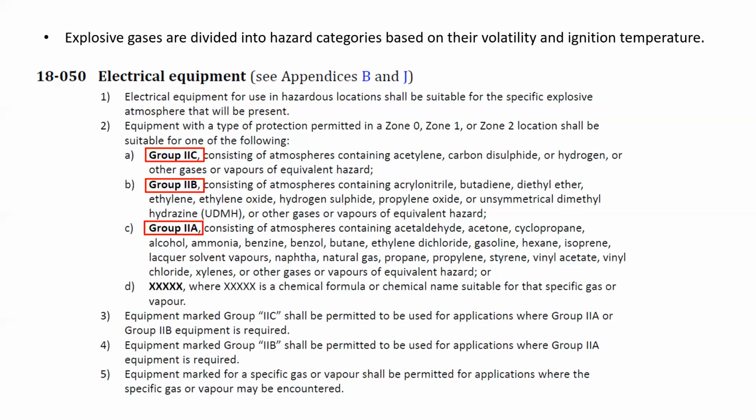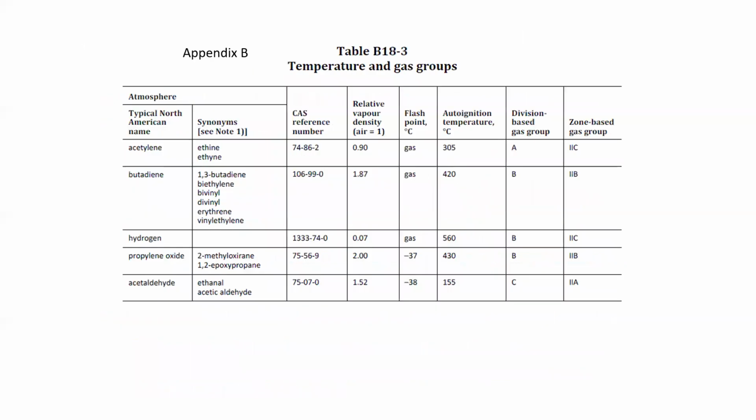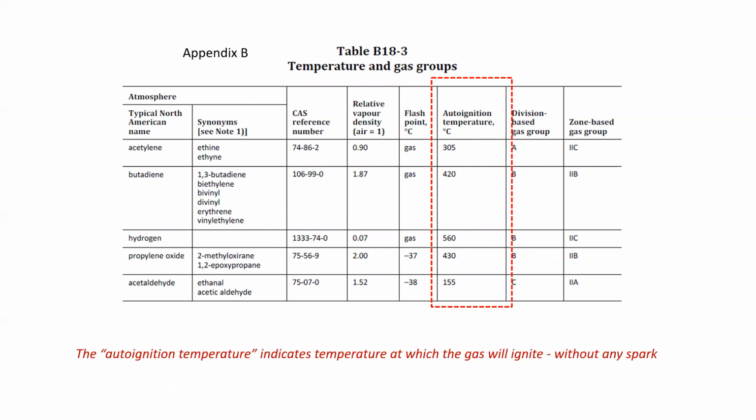Appendix B is then used if we need further details on this information, which we will when we're looking at enclosure and equipment ratings. Appendix B, Table B18.3 provides temperature and gas groupings. It goes on for about 4 or 5 pages, and the one column that's of the most interest and use to us will be the auto ignition temperature column.